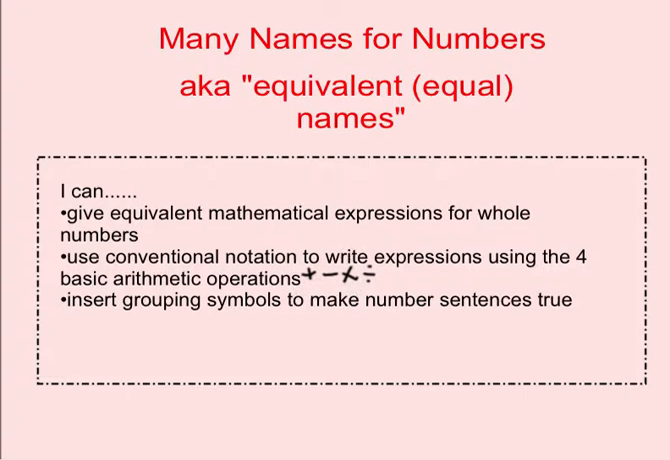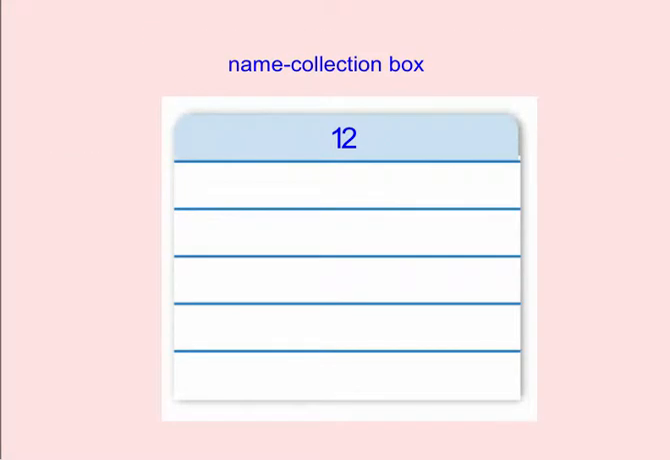It sounds like a lot, but let's get started with something that you know how to do already, which is name collection boxes. And here is an example of one that you'll see, and you'll see at the top it's blue shaded. Sometimes they won't be shaded, but you'll always see a number usually at the top. And then there will be blank spaces before. It looks like someone ripped a piece of notebook paper out.